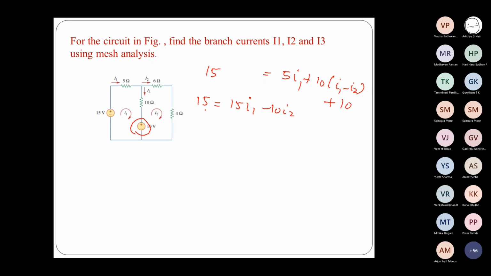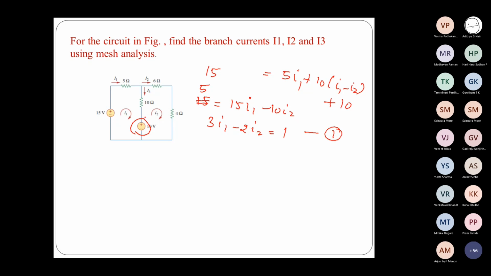I'll bring the constants to this side. So I'll have 15 minus 10, 5. Then I can write it as 3I1 minus 2I2 is equal to 1, just dividing the whole equation by 5. So this is my first equation.